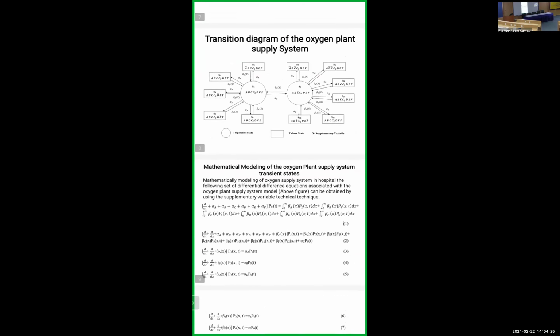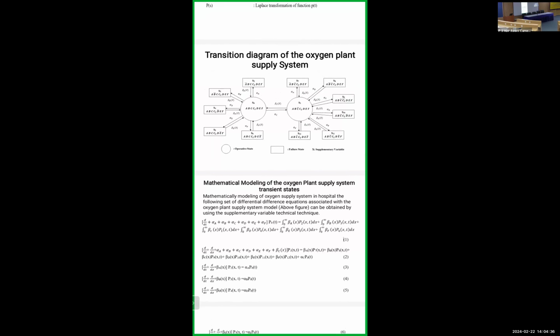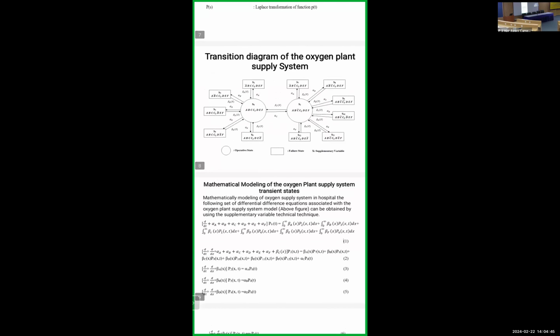This is the transition diagram of the oxygen plant supply system. We have basically 12 states in this system, 0, 1 to 0, 12. 0, 1 shows the good condition state, and S1 shows the standby unit state. Every subsystem has its own failure rate and its own repair rate.